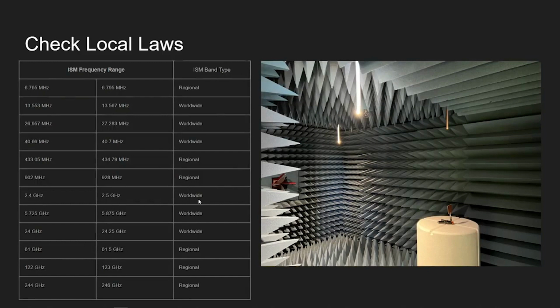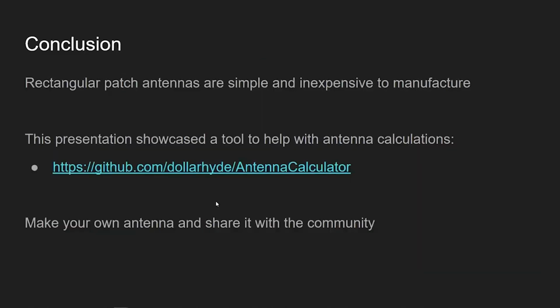The ISM bands can be used without a license, so one can transmit and receive at those frequencies in most countries. If one is attempting to test a device at very specialized frequencies, then the use of an anechoic chamber is suggested. An anechoic chamber is a shielded room that has radio wave absorbing material applied to wall, ceiling, and floor, so all the transmissions stay inside the chamber, and at the same time the chamber is shielded from outside interference. In conclusion, the presentation showcased an antenna calculator that can help antenna design and several fabrication methods.